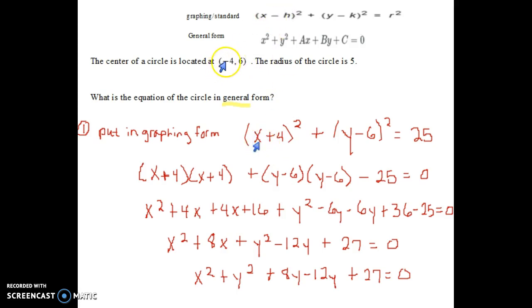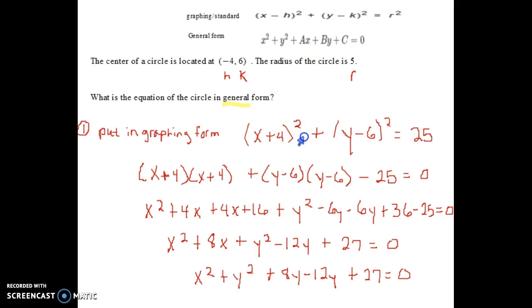We've got x minus a negative 4. That's our h and our k. Let me label that for you. So remember, this is your h, this is your k, and this is the r. So we're going to first plug it in right here. So x plus 4, because x minus a negative 4 is going to give you x plus 4 squared, plus y minus 6, my k value, equals r squared. So r is 5. So we have to square that to get 25.